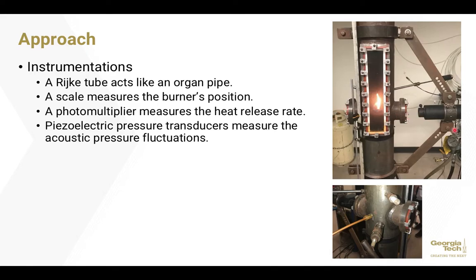A black tube, as shown in the top figure, is a photomultiplier which is used to measure the heat release rate. A bronze-colored piezoelectric pressure transducer, as shown in the bottom figures, is used to measure the acoustic pressure fluctuations. The transducers convert the pressure to stresses, strains, and finally voltages.